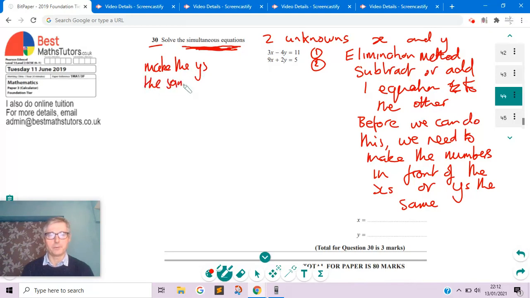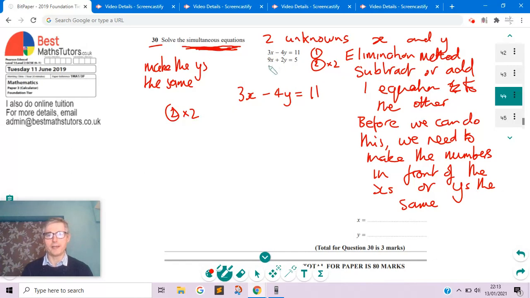We're looking for the one that's the easiest to do. So I think if we multiply equation 2 by 2, then the number in front of the y would now be a 4, which would be the same as the number in front of the y on equation 1. So I'm going to just rewrite equation 1 there. So that's the first equation, equals 11. And then below it, I'm going to write equation 2 times by 2.